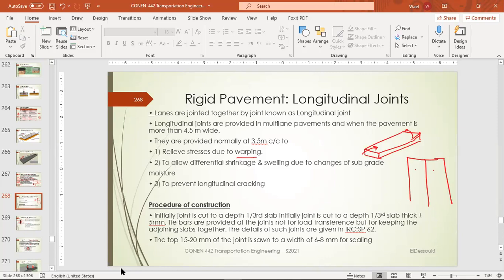The procedure of construction: initially joints are cut. Again, it's similar to what we explained earlier, the slab is cut to a depth of 1/3 of the slab thickness. Then we fill it with a bituminous material or something.